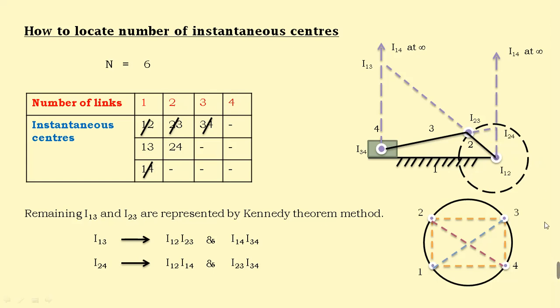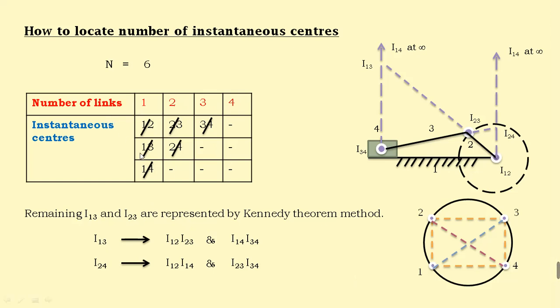So this is an example we can consider for locating the instantaneous centers. For the slider crank mechanism, this is the way of finding and locating the instantaneous centers. Finally we have finished I13 and I24. So strike both of them. Then we can confirm that all the instantaneous centers are completed, that means the location is completed.